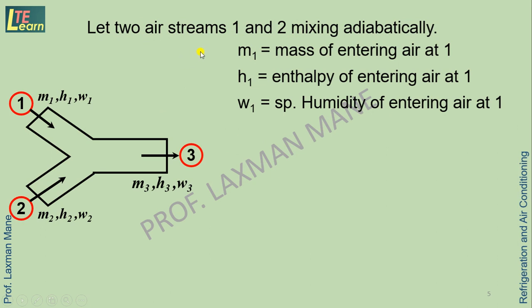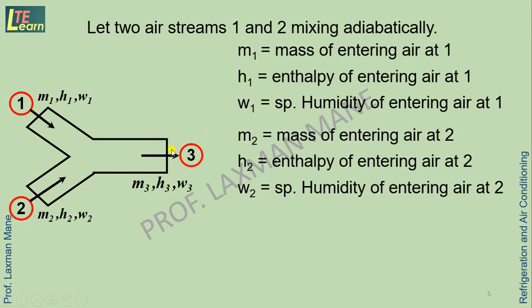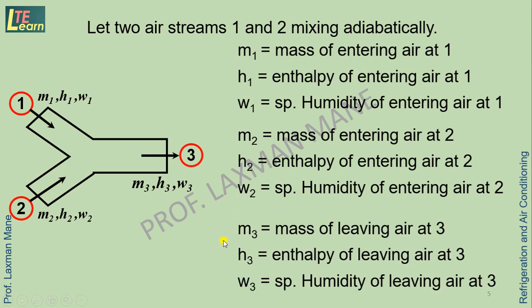So these are the parameters for air stream 1, that is M1, H1 and W1: mass, enthalpy and specific humidity. Similarly, for air stream point number 2, its parameters are M2, H2, W2. These are the parameters of the mixture, meaning at point number 3.